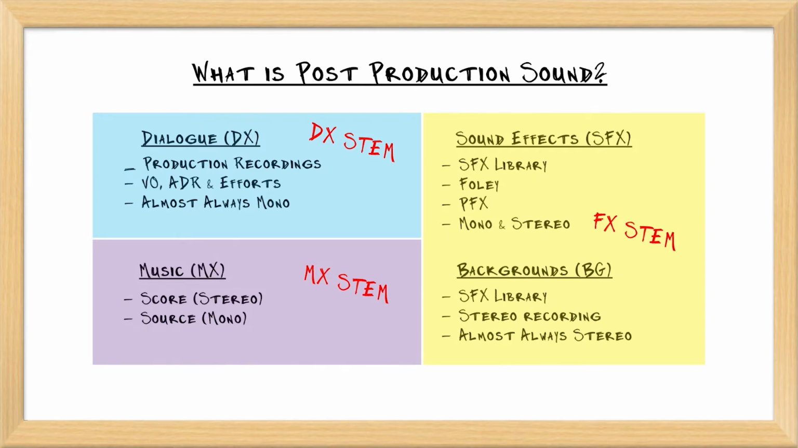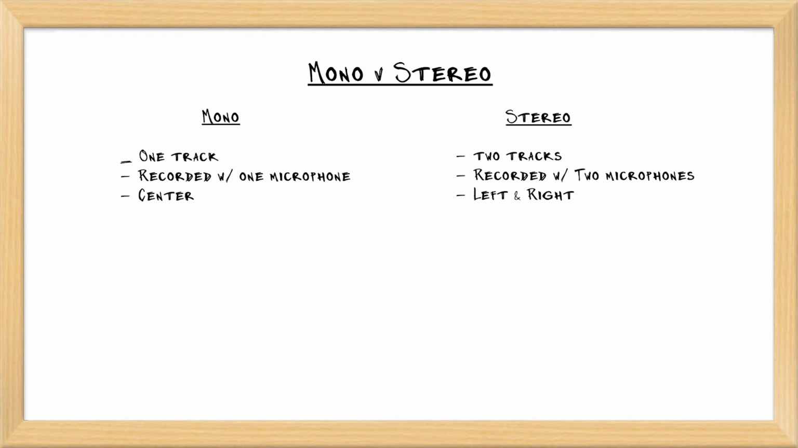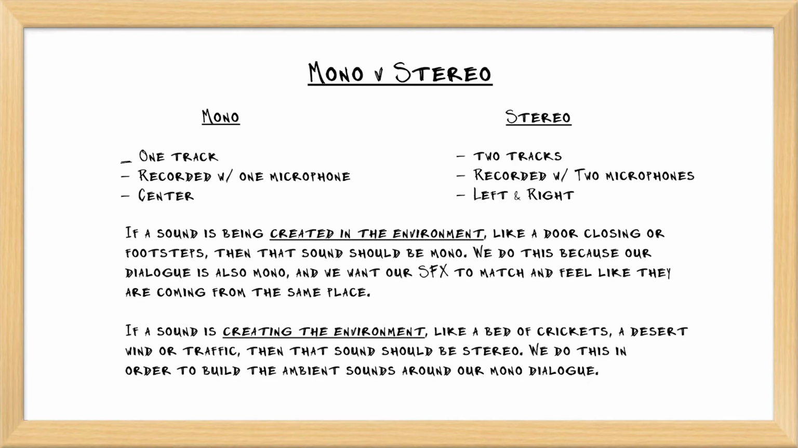So let's talk some more about the difference between mono and stereo. Mono is one track, recorded with one microphone. Stereo is two tracks, recorded with two microphones, and has a left and a right. So what sound goes where? Think of it like this. If a sound is being created in the environment of your film, like a door closing or footsteps, then that sound should be mono. We do this because our dialogue is also mono, and we want our sound effects to match and feel like they are coming from the same place.